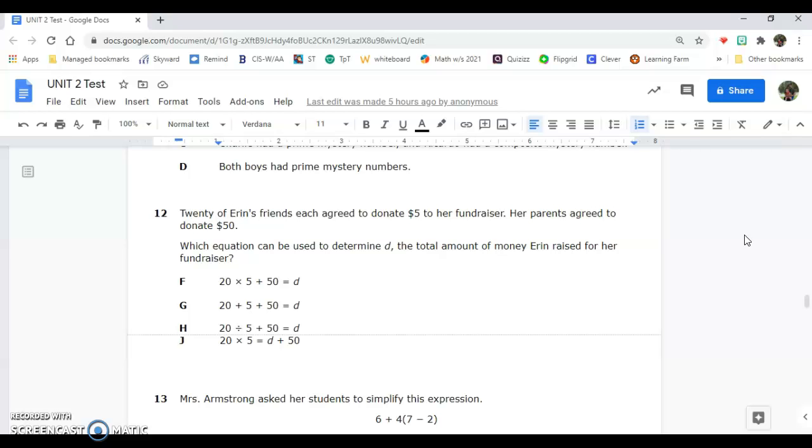20 of Erin's friends each agreed to donate $5 to her fundraiser. Her parents agreed to donate $50. Which equation can be used to determine D, the total amount of money Erin raised for her fundraiser?